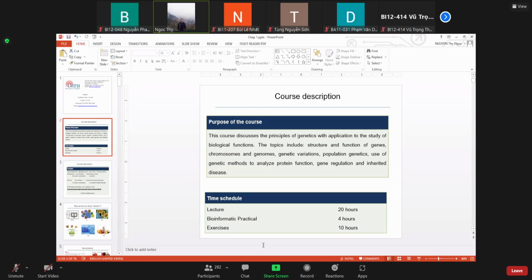On the time schedule, we will have a total of 34 hours for our course. We will spend 20 hours for lecture, 4 hours for the bioinformatics practical, and 10 hours for exercises.